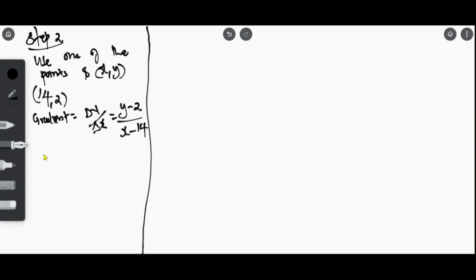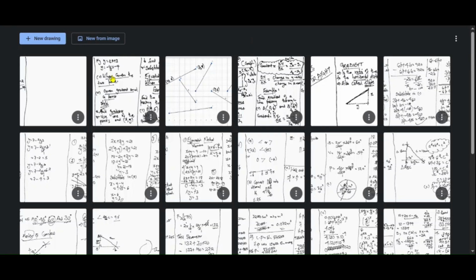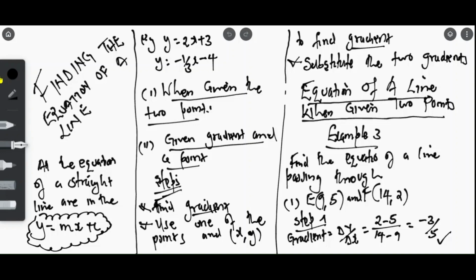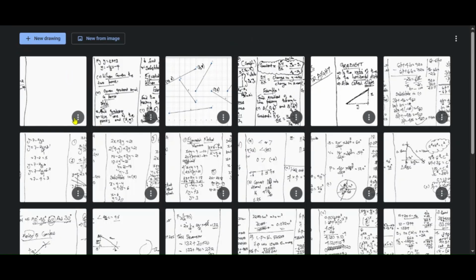Then the last step is step 3, whereby I substitute the first gradient. The first gradient, I got it as negative 3 all over 5. And the second gradient, gradient equals to y minus 2 all over x minus 14. I believe I've copied the right gradient here, so that I have, was it the coordinates 14, 2? Correct, it was 14, 2. So I go ahead and substitute that.